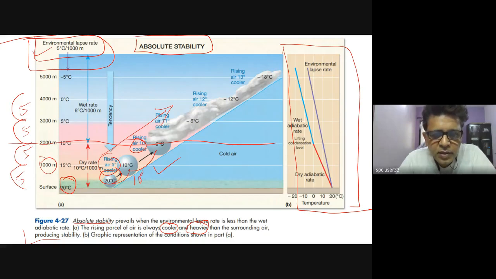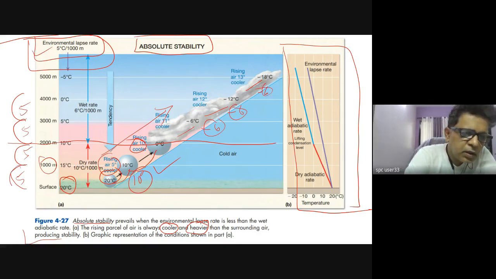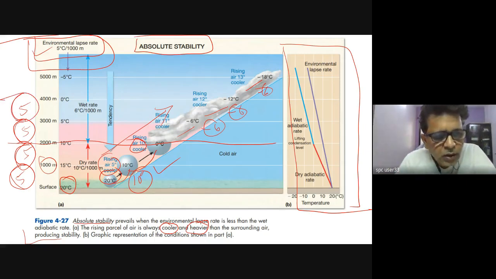So that energy is utilized, and you'll see that it will then rise at a different level. Okay, so from 0, it's going to be -6. Another -6 and another -6. But you'll see that continuously, may it be 10, may it be -6 or whatever, it is going to get cooler at a faster rate than this normal.